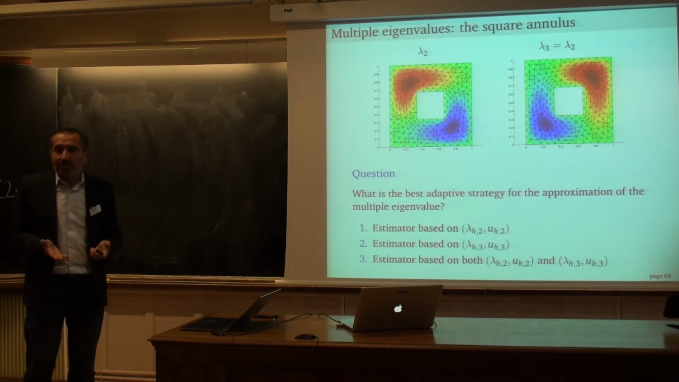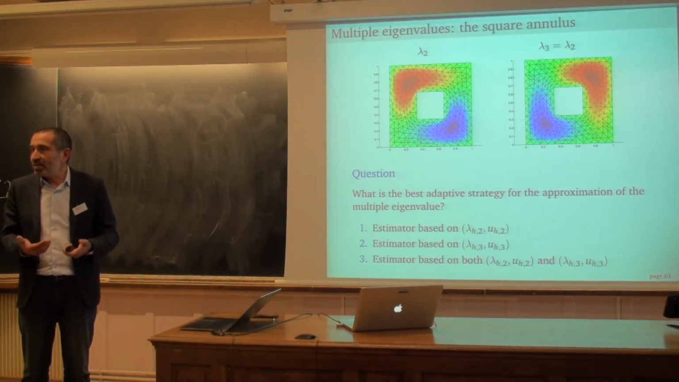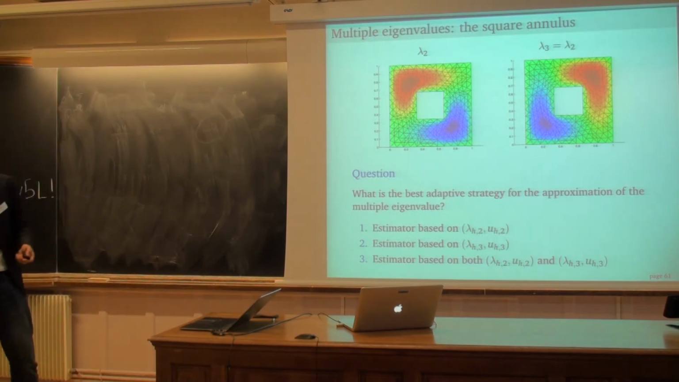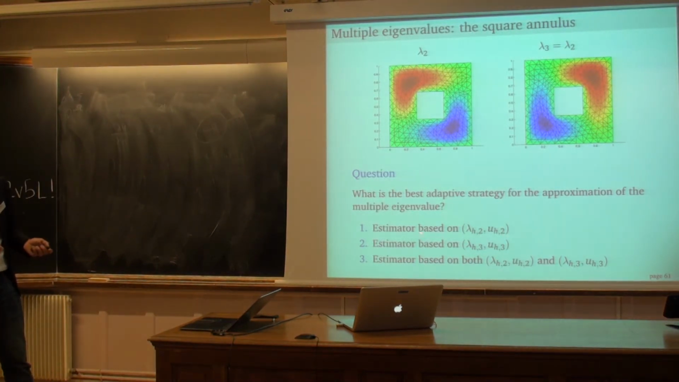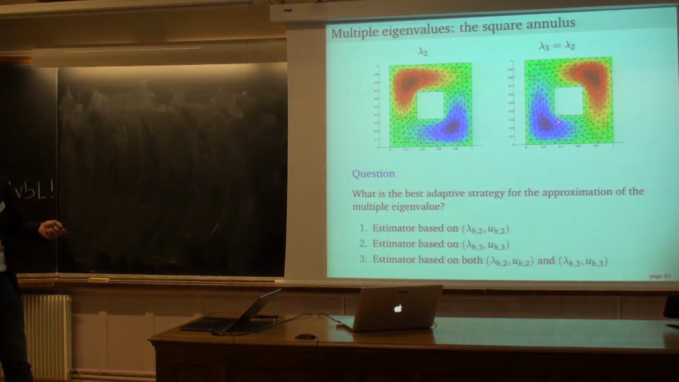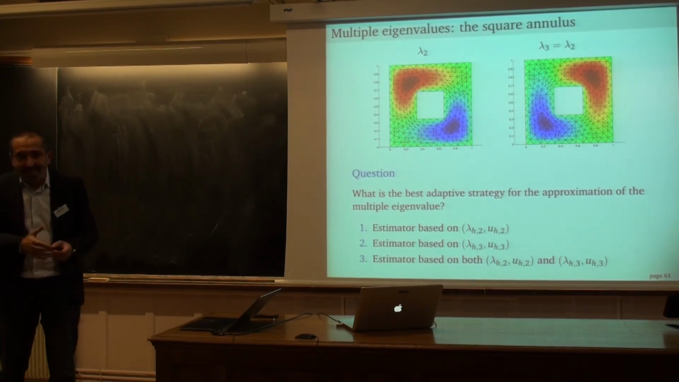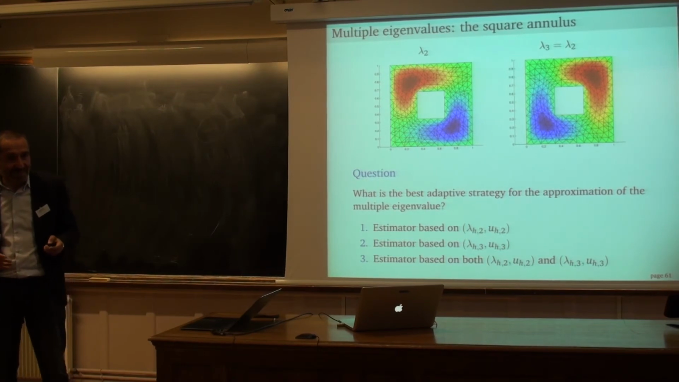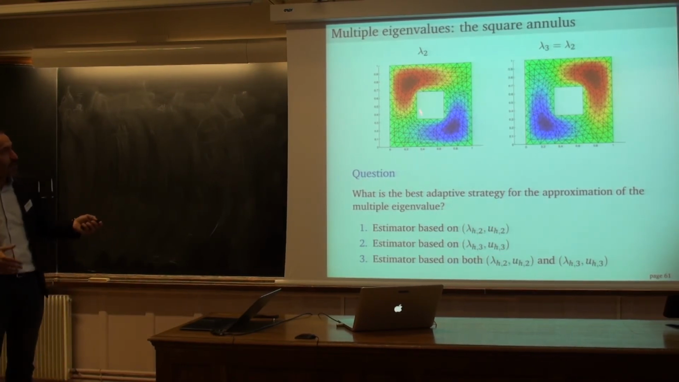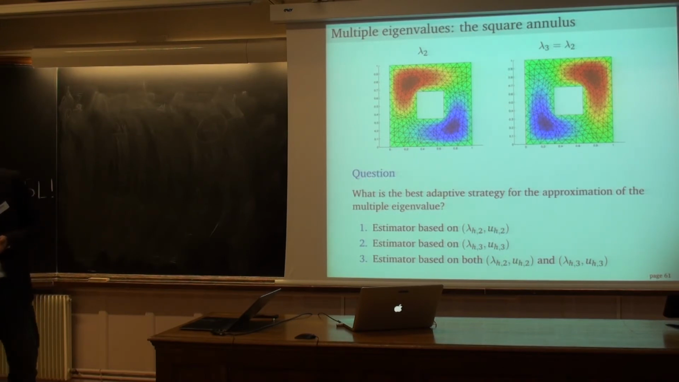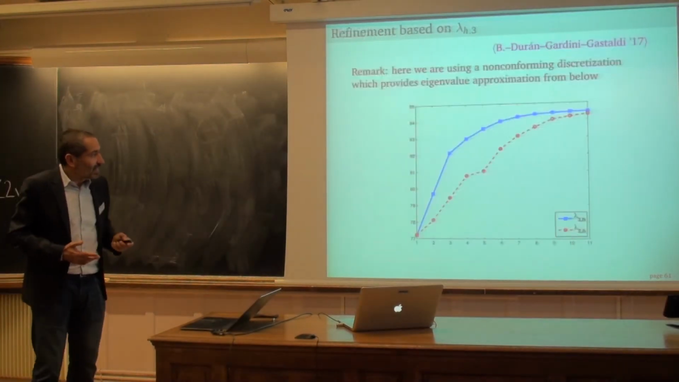Okay? Now suppose we want to cook up some adaptive scheme in order to approximate this eigenfunction, one or the other. What would be the best adaptive strategy? An estimator based only on lambda 2, an estimator based only on lambda 3, an estimator based on both. It's clear from what I said at the beginning that it's probably difficult to separate one from the other. Okay? But it's clear that adaptivity according to this singularity calls for refinement at two corners. Adaptivity for the other eigenfunction calls for refinement at the other two corners. So if you're only interested in one of the two, approximating the other one asks for more work that is not needed.